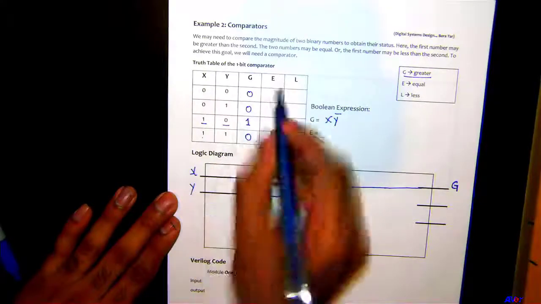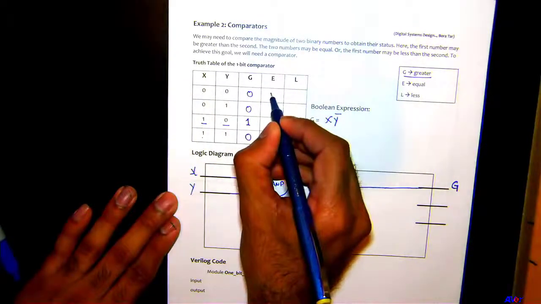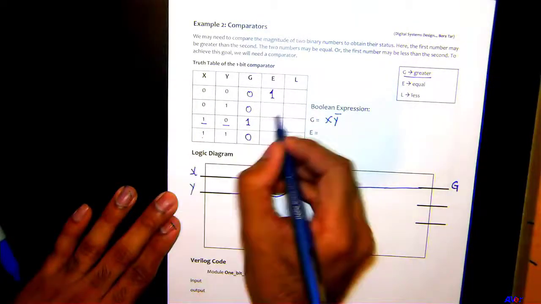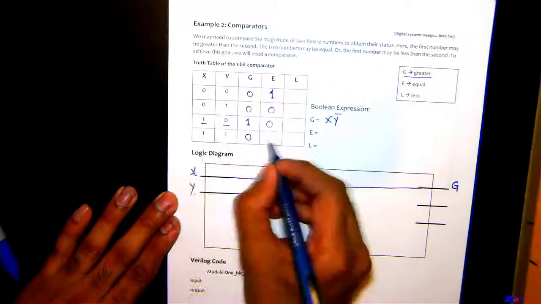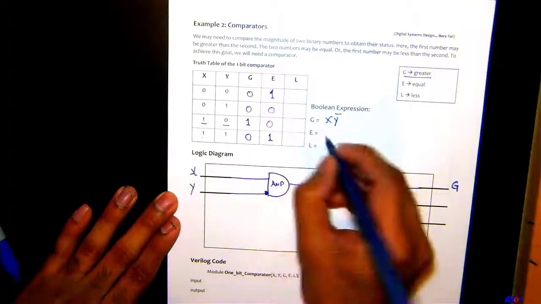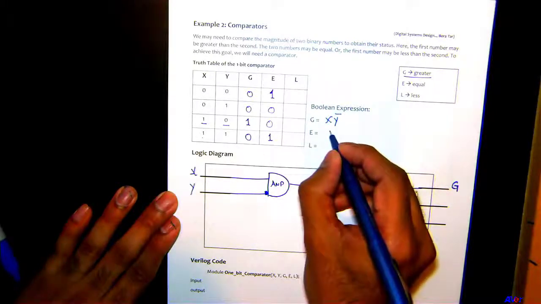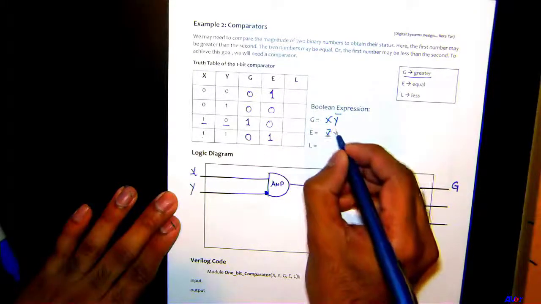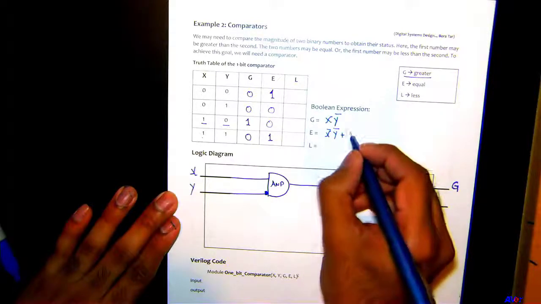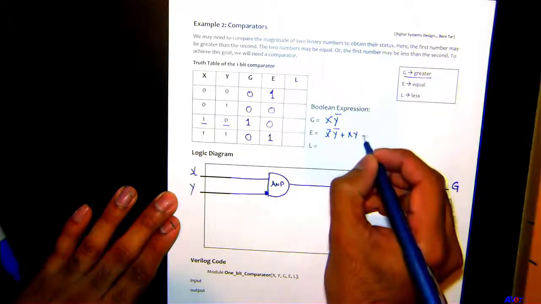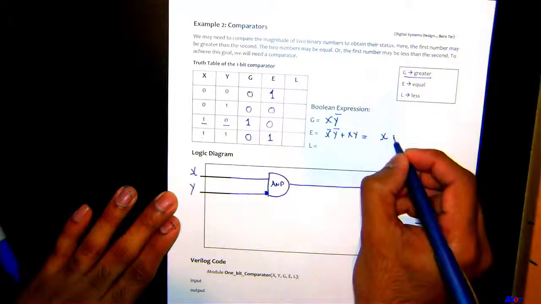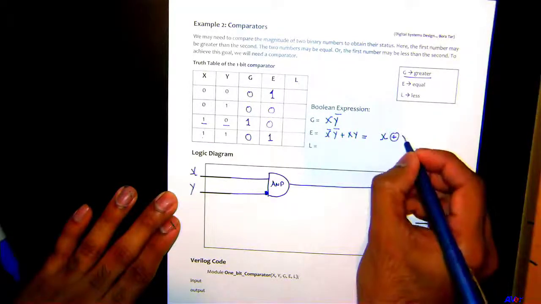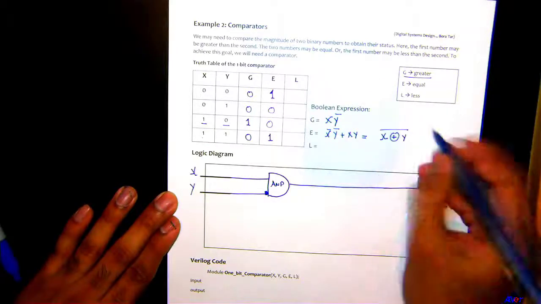0, 0. What is going to be the output here? 1. 0, 1 not equal, 0. 1 and 0 are not equal, 0. 1 and 1 are equal, so this will be high. So the expression for that would be x bar y bar plus x and y. And we know this is an expression for x NOR, right? Correct?